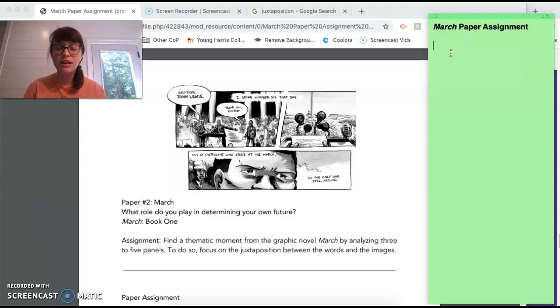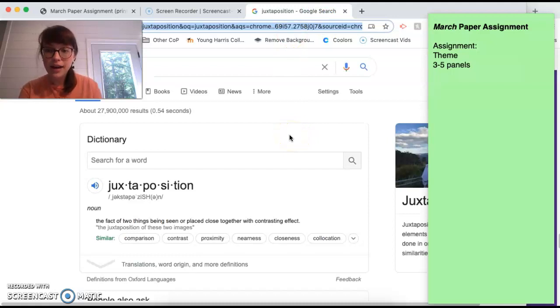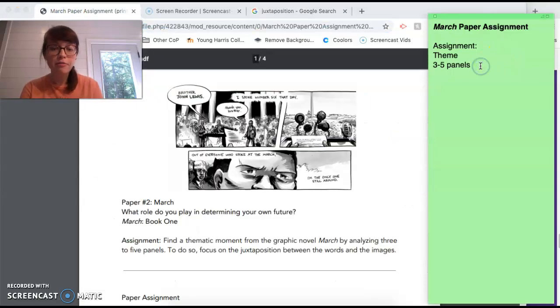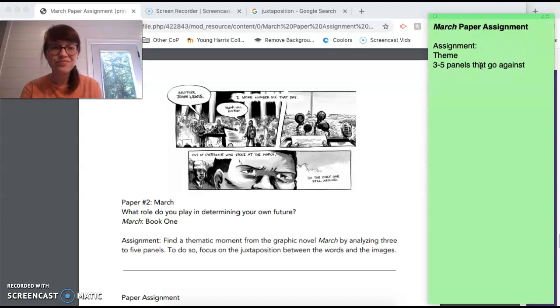There are only 2 sentences, but it's like everything you need to know. The assignment is to find a thematic moment from the graphic novel March by analyzing 3 to 5 panels, focusing on the juxtaposition, which I went ahead and pulled up. It says the fact of 2 things being seen or placed close together with contrasting effect. So maybe 3 to 5 panels that go against each other. But the panels also need to work together, and we will be looking at example papers so that we can see what that really means.